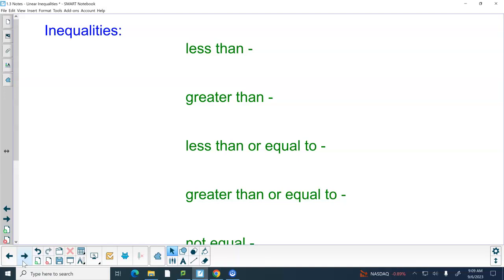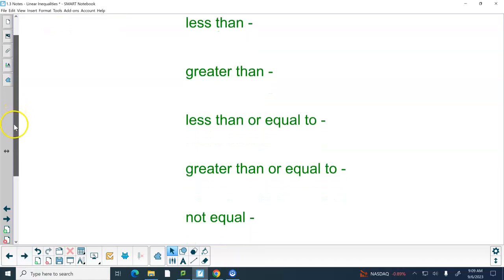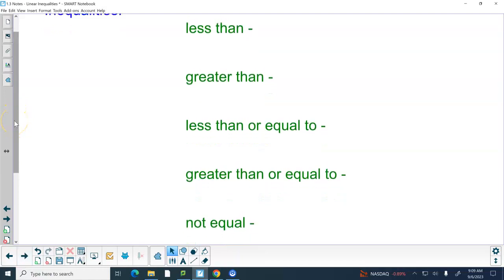So in inequality, there are 5 inequalities. There's less than and greater than. Typically, less than is that way, greater than is that way. The easiest way to remember is the way your elementary teacher taught it to you: the alligator likes to eat the bigger number. That's telling you which number needs to be bigger. The mouth of the alligator goes to the bigger number.